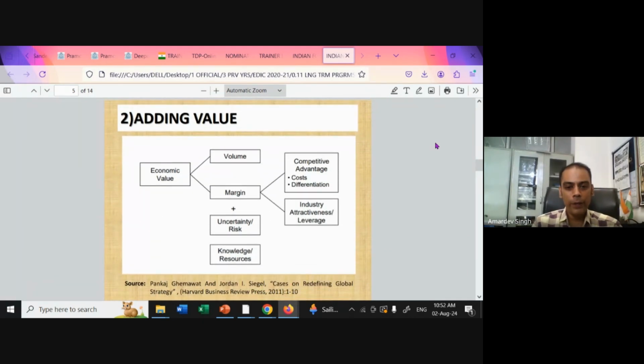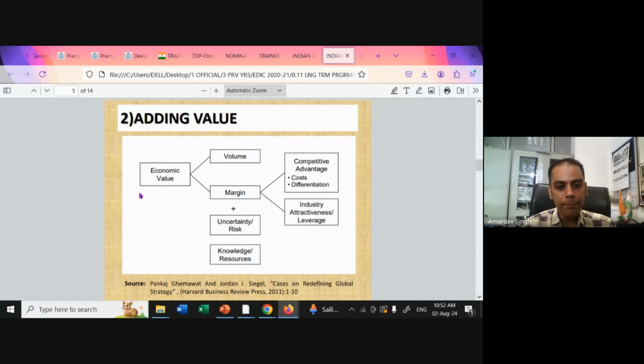But now we can go further to the next level. How is economic value created, or I would say, what are the factors that affect the creation of economic value? This is a very beautiful framework given by Pankaj Ghemawat and Jordan I. Siegel in Cases on Redefining Global Strategy, published by Harvard Business Review Press, 2011, pages 1 to 12. What does it say?